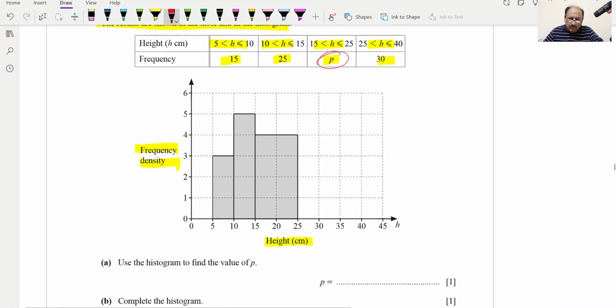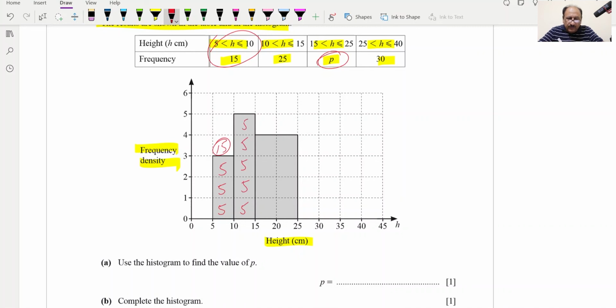For P, we will check for the first range, which is 15. So we can figure out that each small box is equal to 5, 10 and 15. So each small box is equal to 5. This height 1 unit, 5 to 10, and this side 1 unit from this side and 1 unit from this side is contributing to 5. That's why this is 15. So similarly we can check for others. This will be 5, 5, 5, 5 and 5.